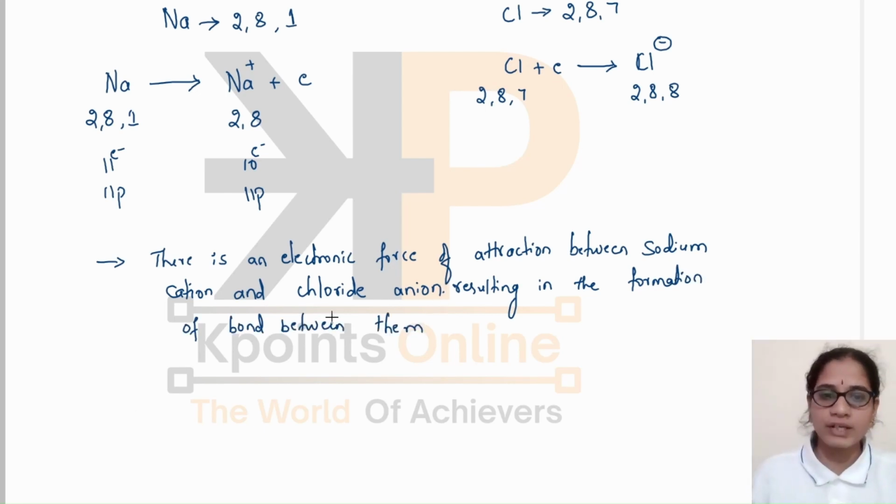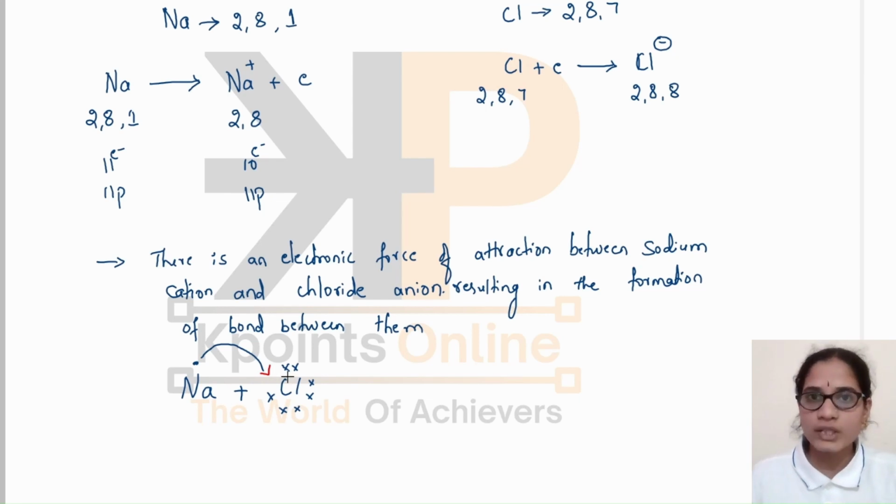Let's see how the bonding takes place. Let me represent it with the help of the Lewis dot structure. This is sodium and this is chlorine, which has 7 electrons in its outermost shell, and sodium is having 1 electron in its outermost shell. As we have already learned, sodium loses an electron to form sodium cation, and chlorine gains an electron to form chloride anion.